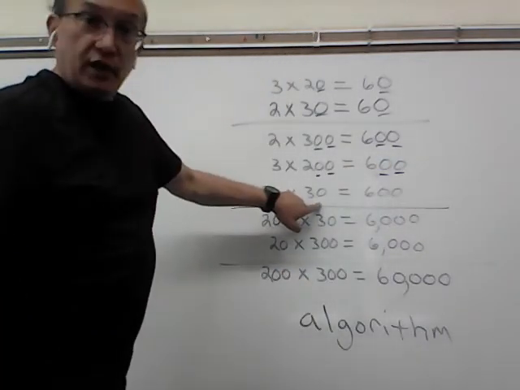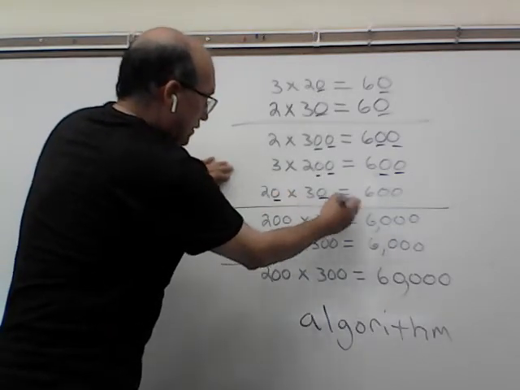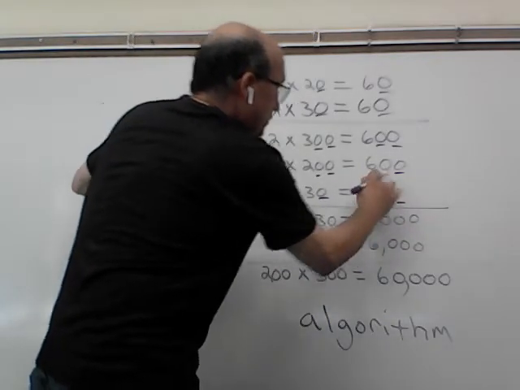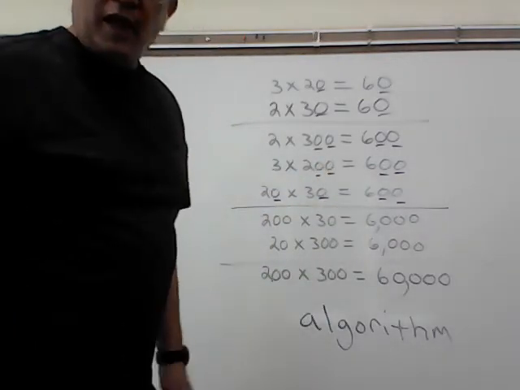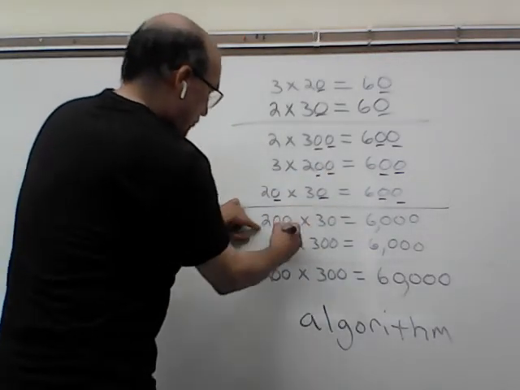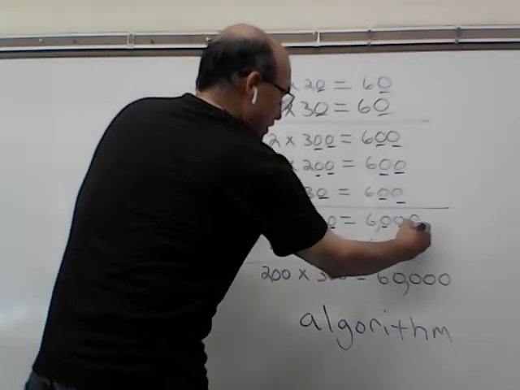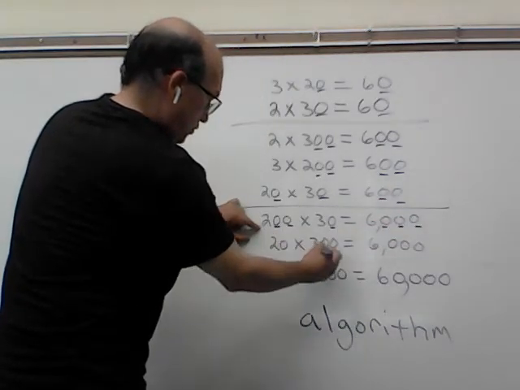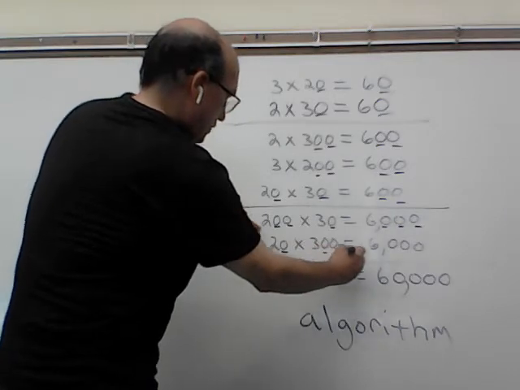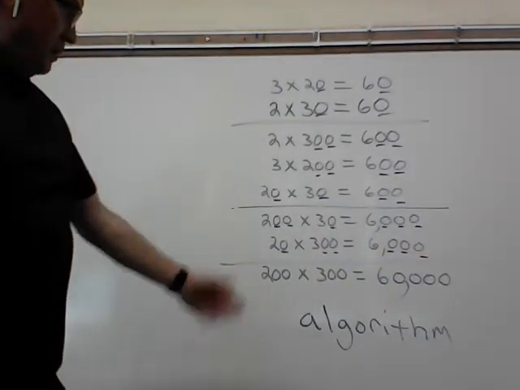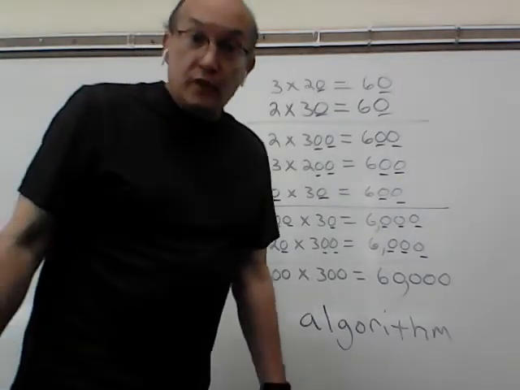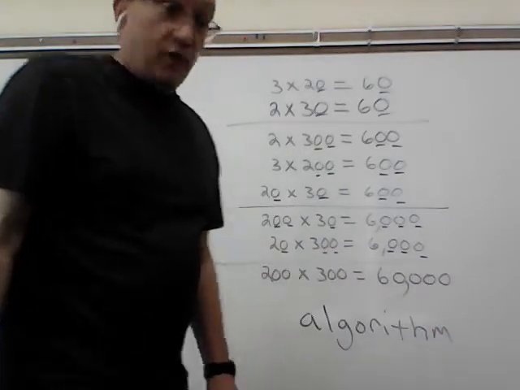20 times 30 is also 600 because you've got 2 zeros total. So a 6 followed by 2 zeros. You've got a couple that multiply to 6,000 here. 2 times 3 is 6, and we have 3 zeros. Same thing here, 2 times 3 is 6, and 3 zeros total. And I finished with 200 times 300, but we could go on forever, of course.